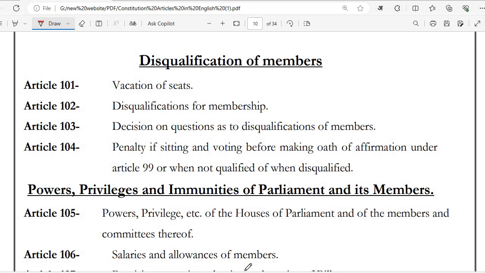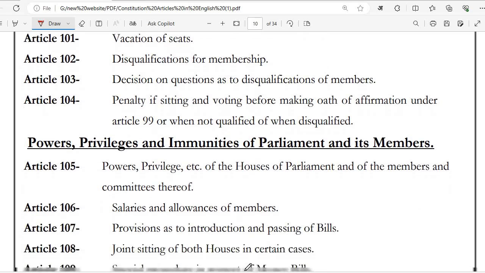Decision on question as to disqualification of member. There are two kinds of decisions. In one case, the Election Commission of India recommends to the President, and on the matter of defection, the House itself is the authority.